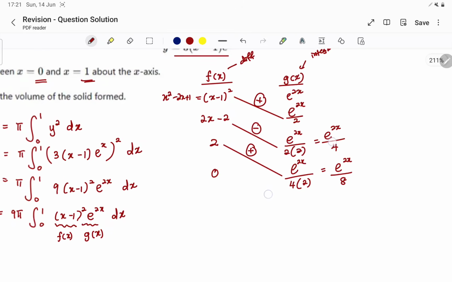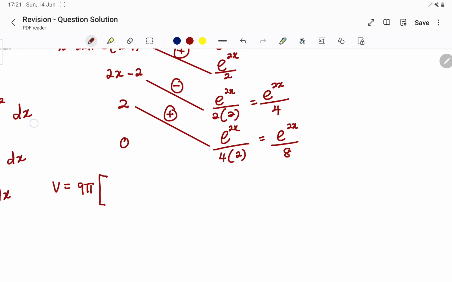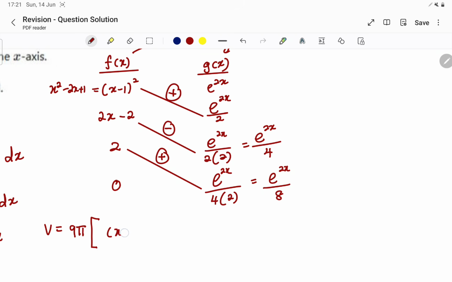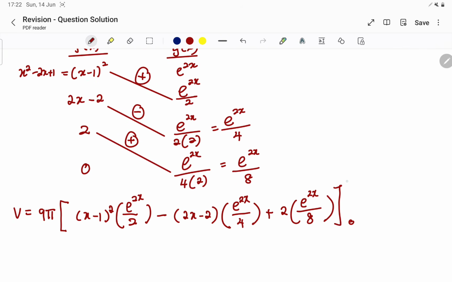Now your volume is equal to 9 pi. Then you copy (x minus 1) squared multiplied by e to the power of 2x divided by 2, minus (2x minus 2) multiplied by e to the power of 2x divided by 4, plus 2 multiplied by e to the power of 2x divided by 8. Then you integrate from 0 to 1, because this is a definite integral.